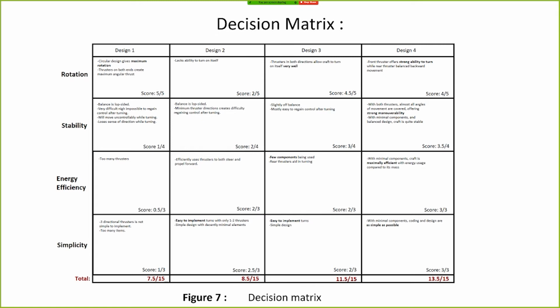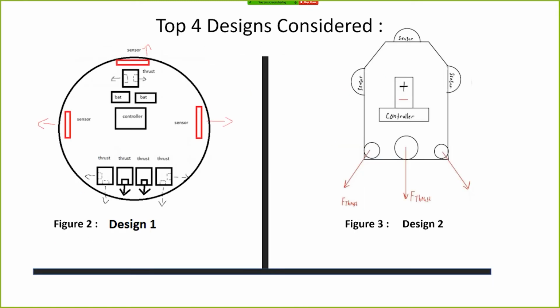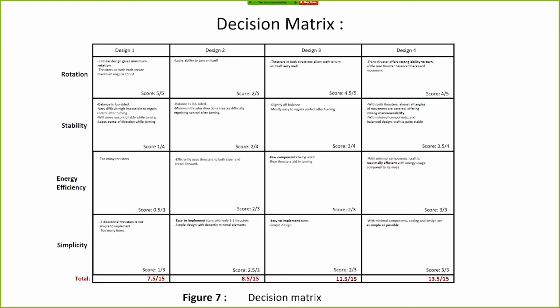Next, we'll be looking at design 2, and just to remind you, design 2 is on the right. For design 2, it lacked the ability to turn on itself, so it lost a lot of grades in rotation. For stability, the balance was lopsided, and the minimal thruster directions created a difficulty in regaining control after it turned. For energy efficiency, it was quite efficient, so it got 2 out of 3, and simplicity 2.5 out of 3 because it was easy to implement.